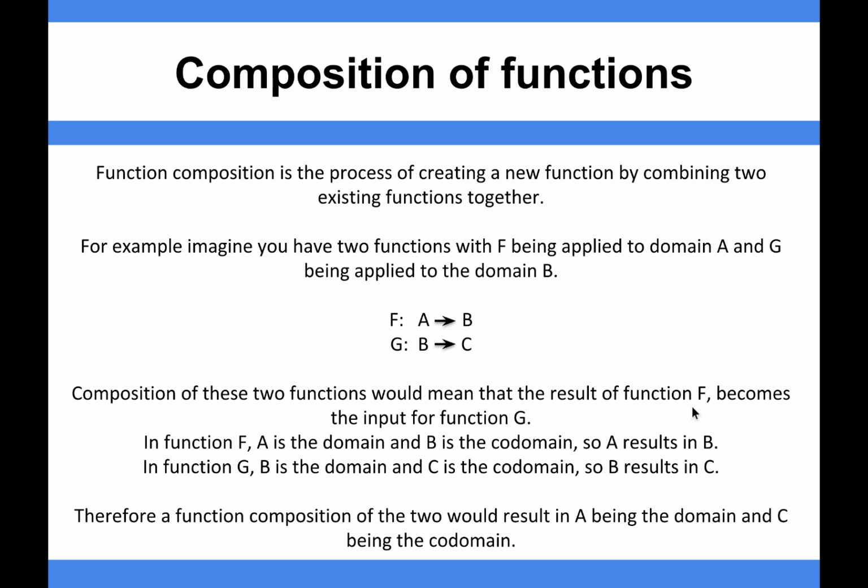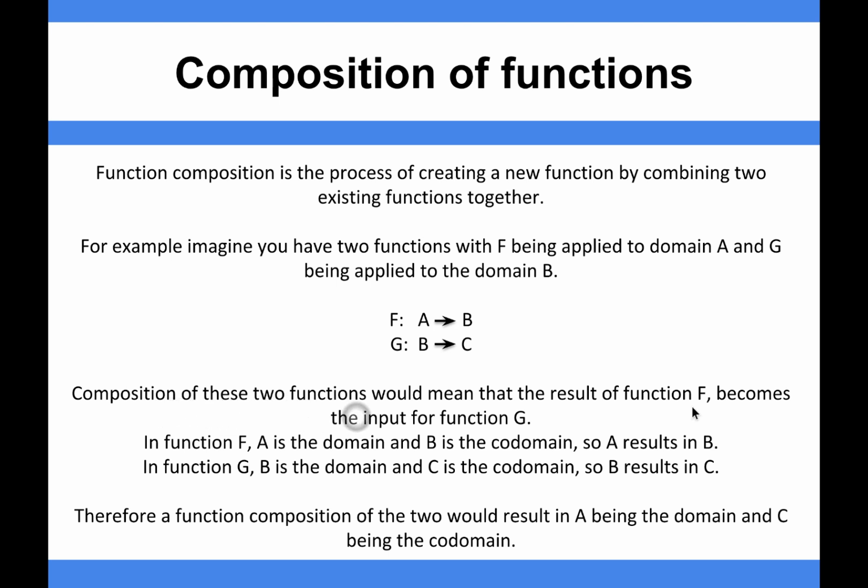So for example, if you imagine we have two functions, it doesn't matter what they do. So we've got two functions, f and g. In f, a is what you input and b is what you output. So a is the domain, b is the codomain. In g, b is the domain and c is the codomain. So b is what you input and c is what you output.